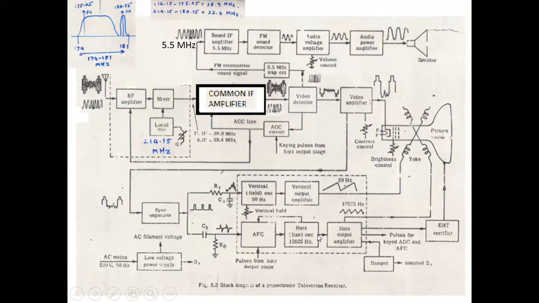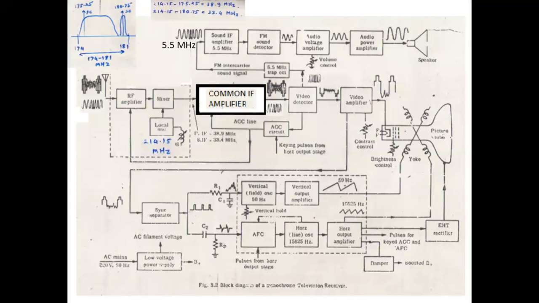Now once again I'm revising it. What is the function? Initially the band 3 channel 5, let us say I'm talking about this spectrum, comes to the first block, that is the tuner consisting of RF amplifier, mixer and local oscillator. The function of this tuner is to down convert any incoming frequency from the 40 megahertz to 1 gigahertz television spectrum. It is converted into a standard video IF and sound IF of 38.9 megahertz and 33.4 megahertz respectively.